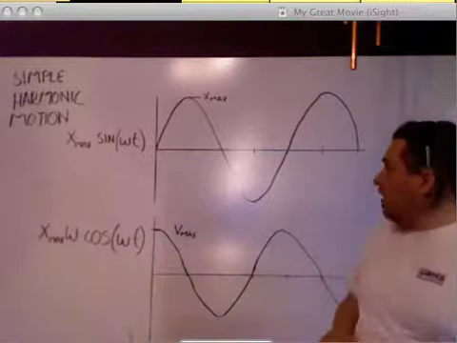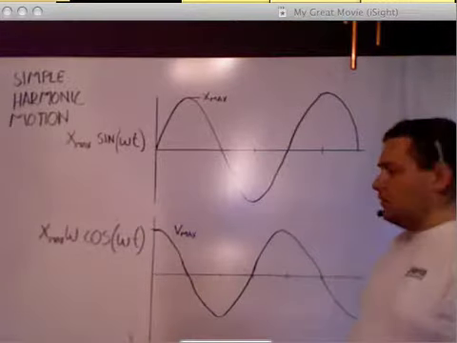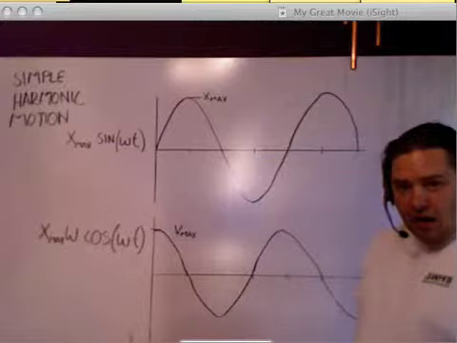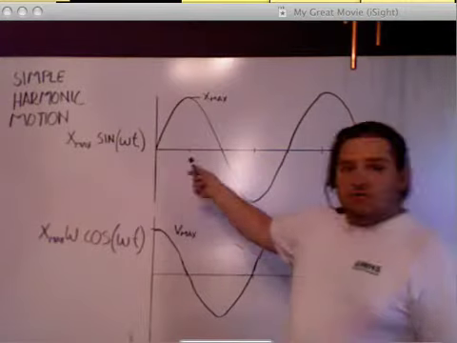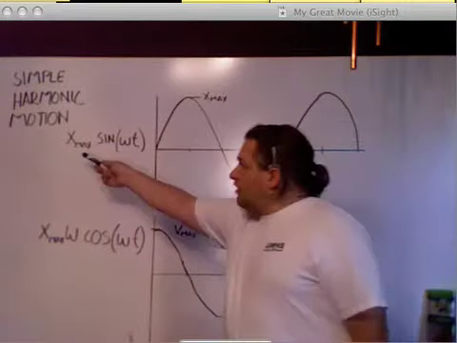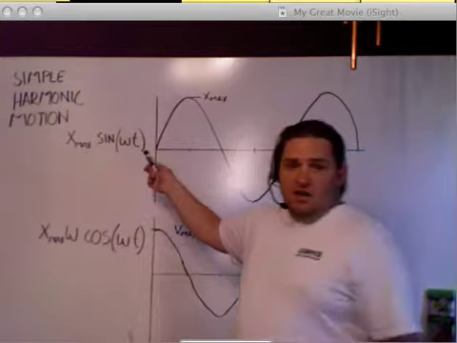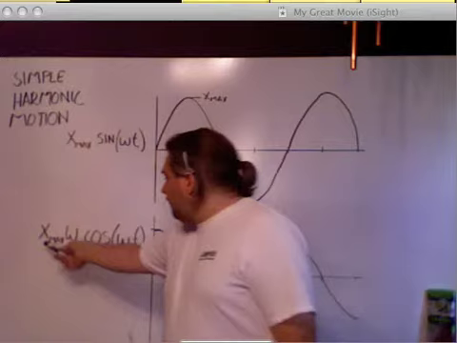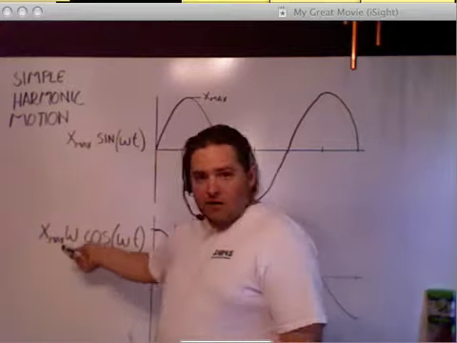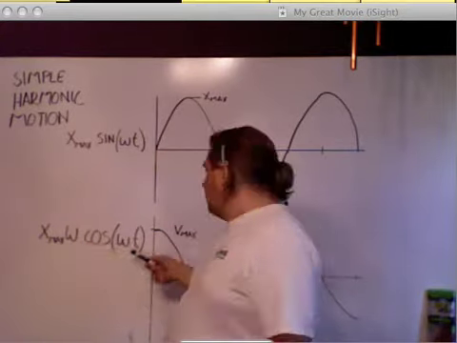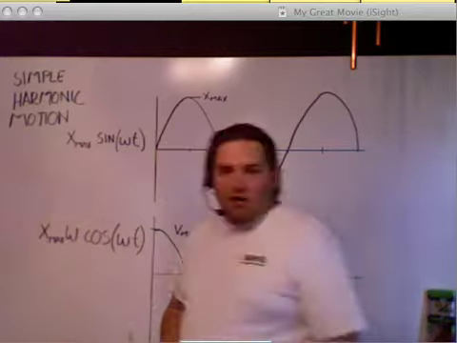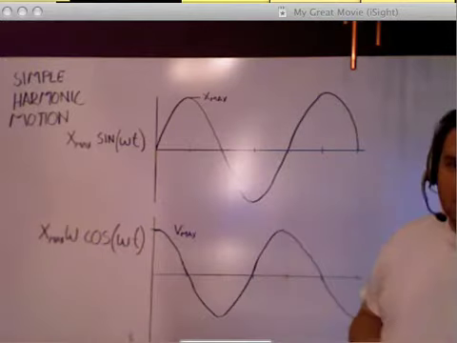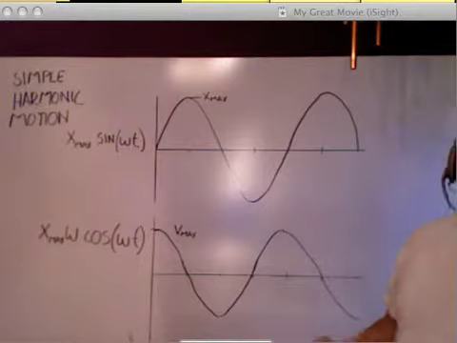Alright, so what I have up here is the graphical representation of both my velocity and my position. My positional values up top, you can see it says x max sine omega t. My velocity values are on the bottom. I have x max times omega times cosine omega t. Now remember that x max times omega is nothing more than maximum velocity. I mean, it's all it is.